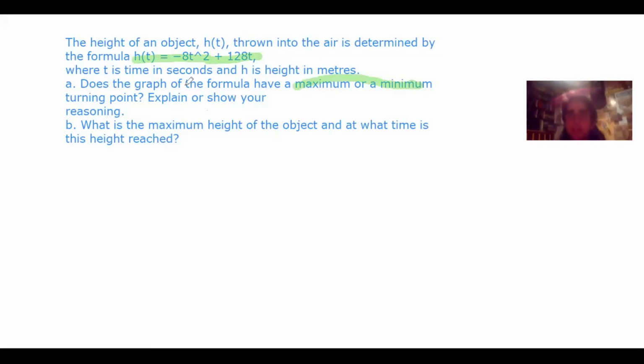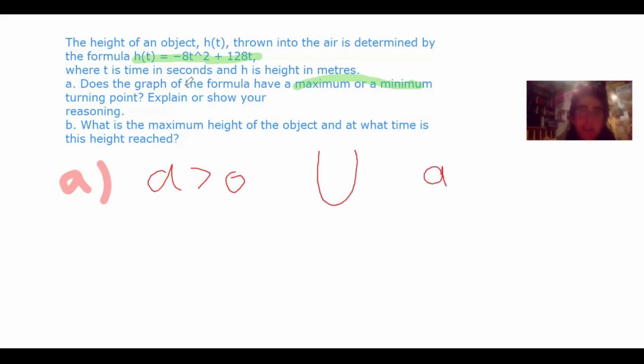So there's quite an easy answer for this, and that's that we should know that for all normal quadratics where a is more than 0, our graph will look like this, like a U. But when a is less than 0, which it is here, it's actually an upside down U. So this is the case for all parabolas. So therefore, we're going to have a maximum point because a is less than 0.